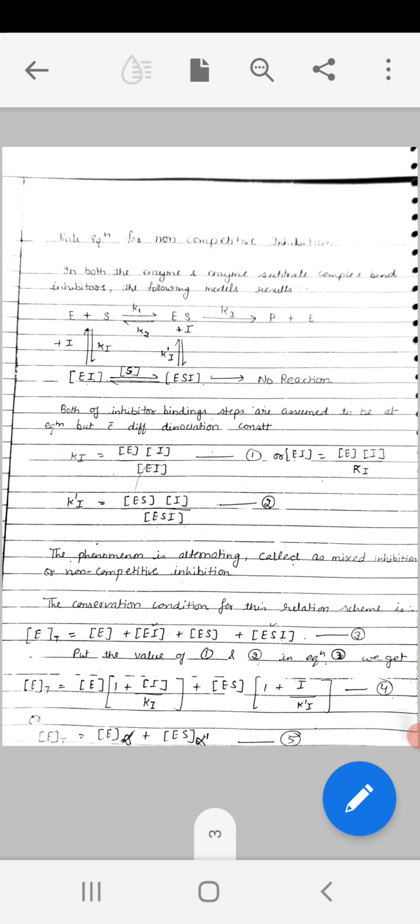Equation number 4. Or ET is equal to E alpha; we have seen that we have used the term alpha. Okay, what have we used alpha for? Alpha is 1 plus I upon Ki. We can write this equation as ET is equal to E alpha plus ES alpha dash, and this is equation number 5. Here alpha is equal to 1 plus I upon Ki, and alpha dash is equal to 1 plus I concentration upon K dash I.